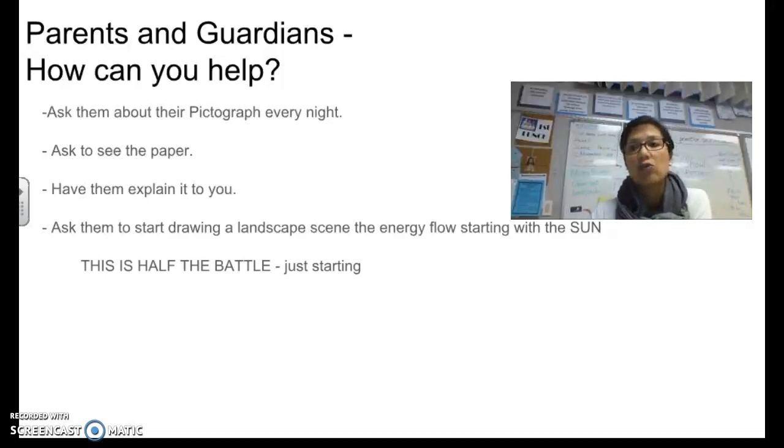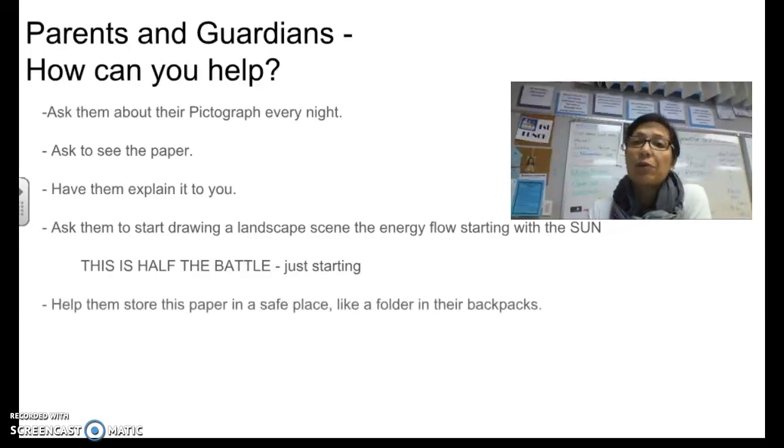It's just starting. Usually there's a mental block for a lot of kids when they see a blank piece of paper. Just ask them, okay, draw the sun and start from there. And where does the sun's energy go? And help them store this paper in a safe place like a folder in their backpacks, because usually they just stuff it in and it will get wrinkled.